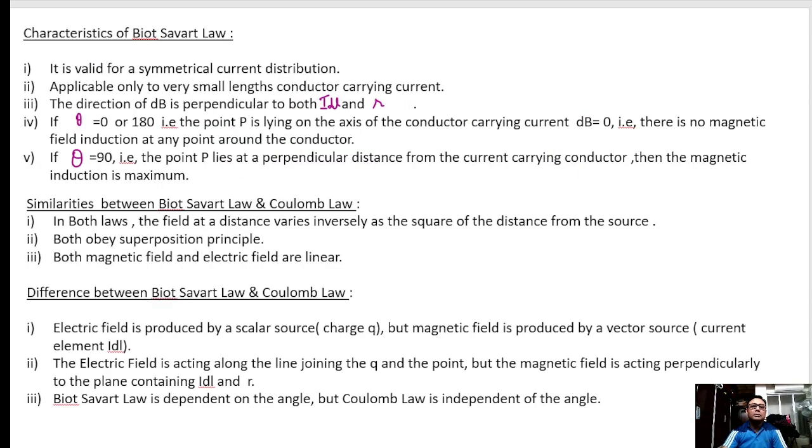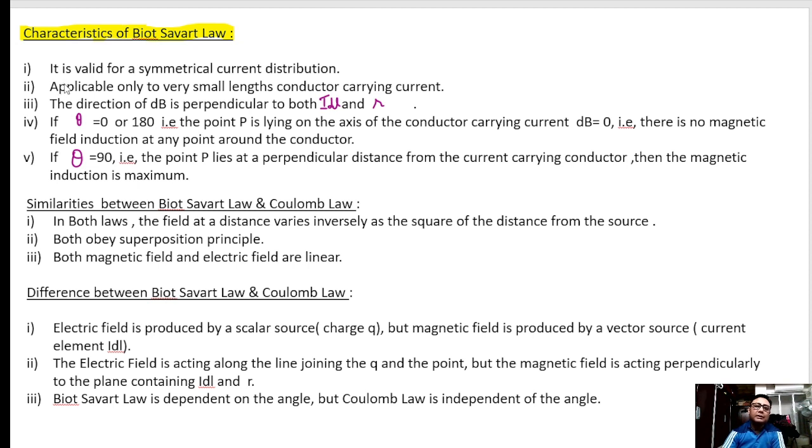Let's move on to the next thing. Some characteristics of Biot-Savart law. Very, very important characteristics of the Biot-Savart law. Let us discuss one by one here.